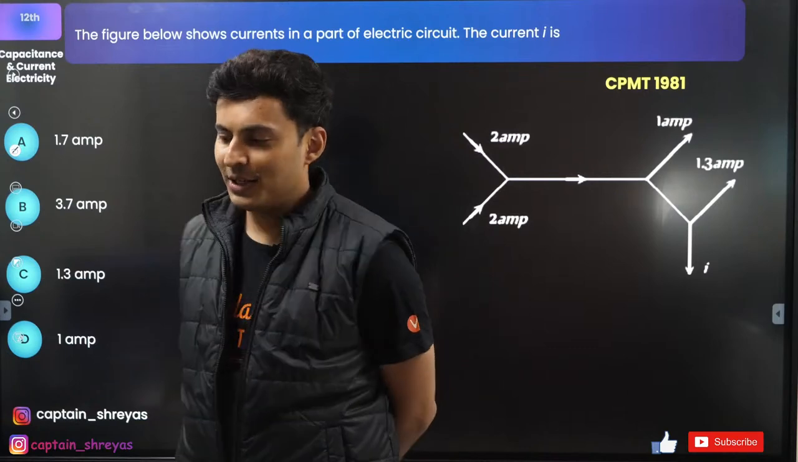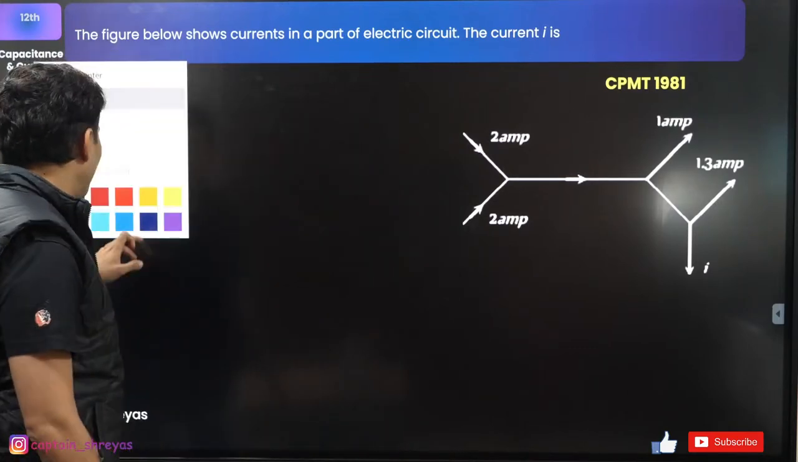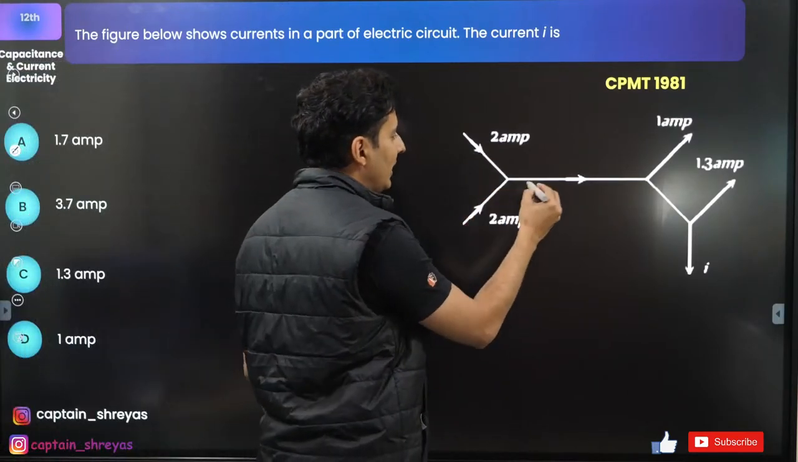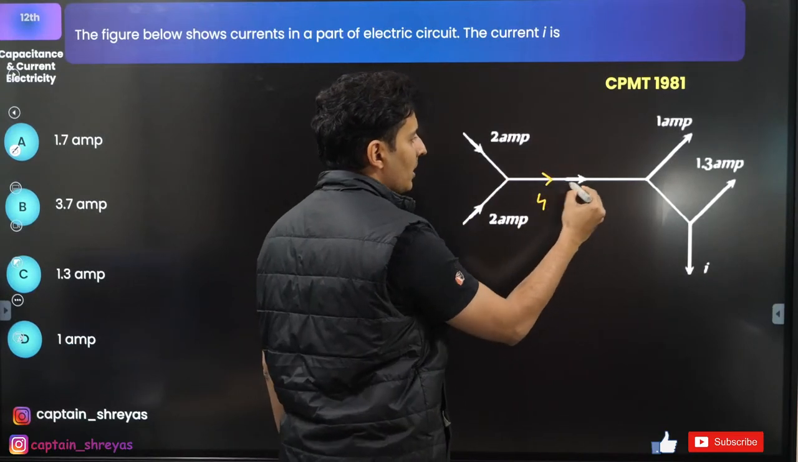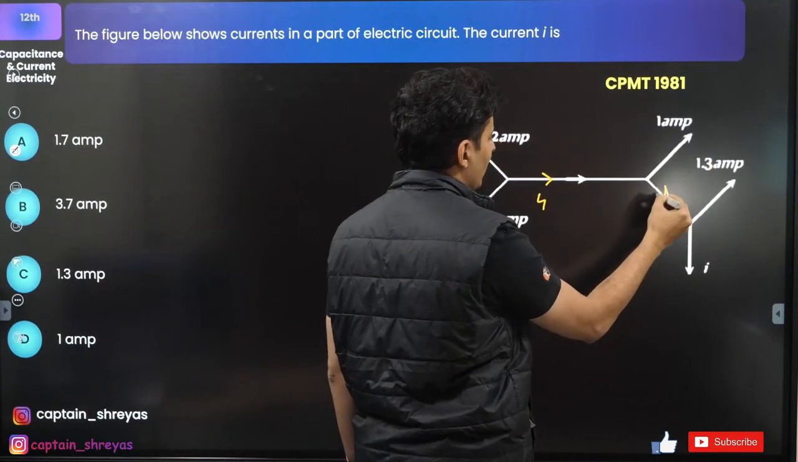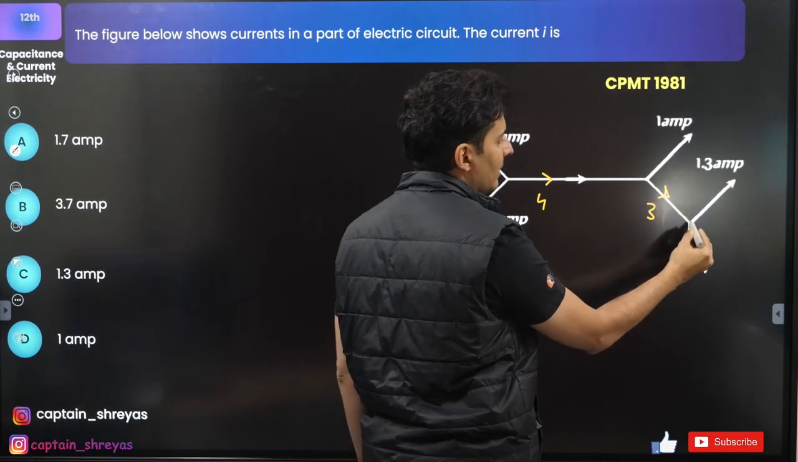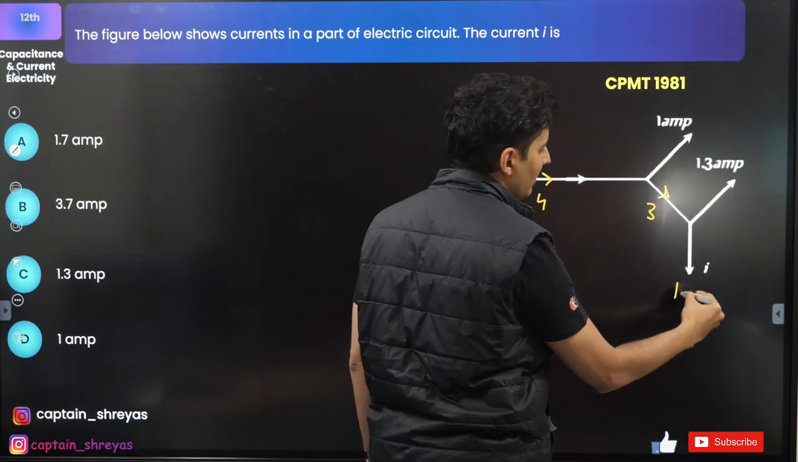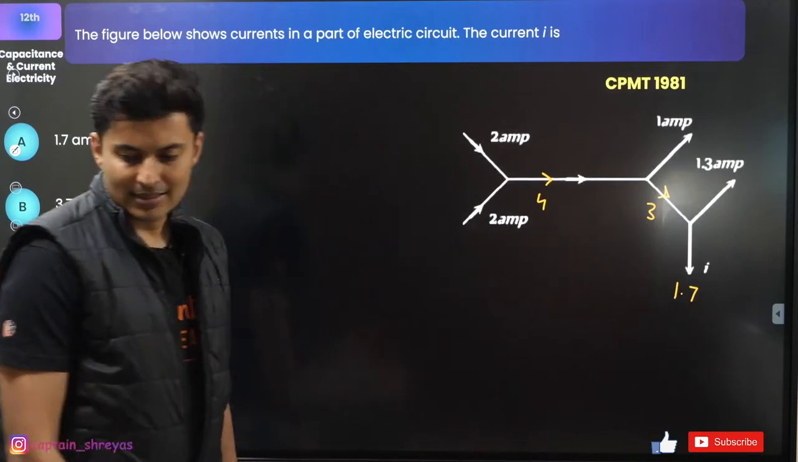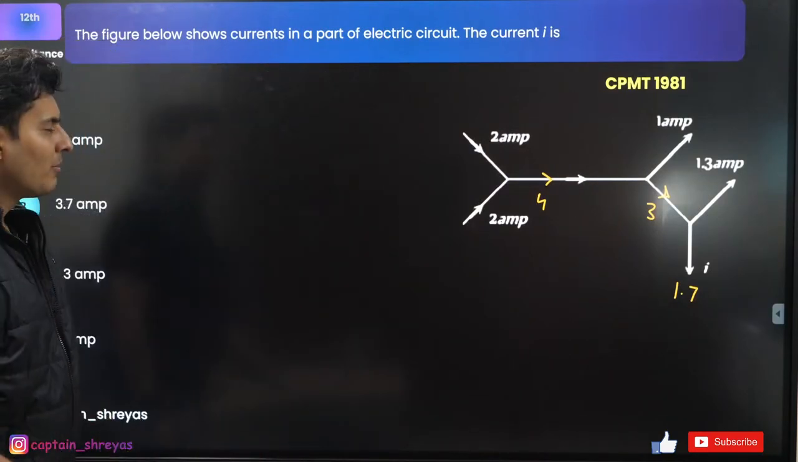I think it is A. Very good, guys. Proud of all of you. 2 and 2 together will give you 4. This 4 partially will go as 1. The remaining 3 will come here. 3 is coming here, 1.3 is going here. Obviously, the remaining 1.7 will come here. That's the answer. Perfecto. Proud of all of you.